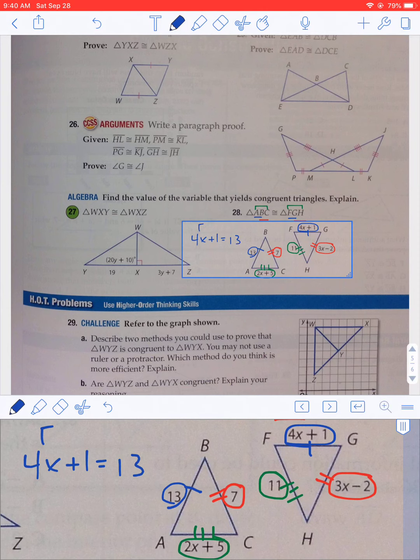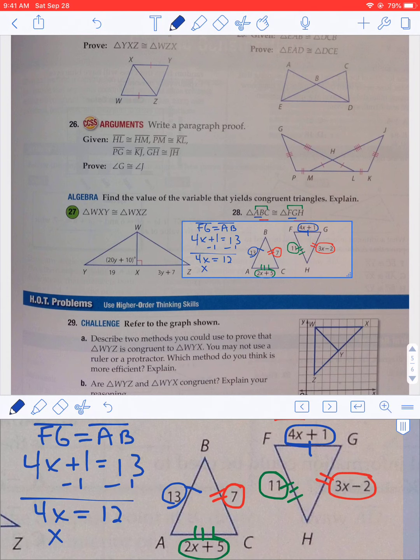Why? Because I know FG is congruent to AB, and therefore the measures are equal to each other. I don't know the measure of FG because I don't know what x is, but I'm going to do that now. So I'm going to subtract 1. I get 4x equals 12. And after we divide both sides by 4, we know that x is 3. So we've found the value of the variable. And then they want us to explain how that yields congruent triangles.